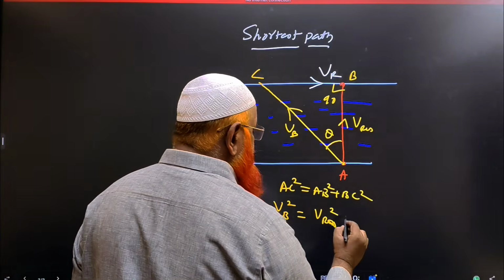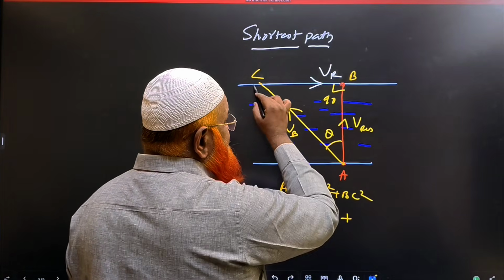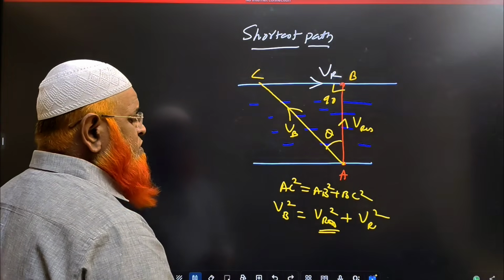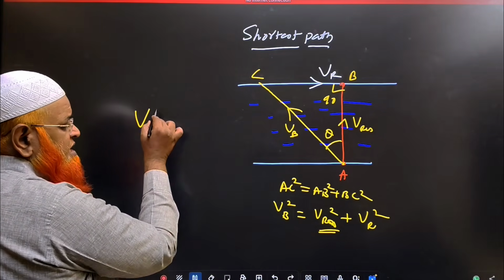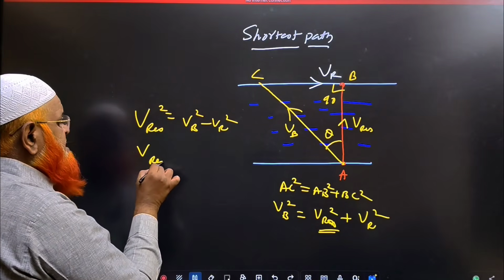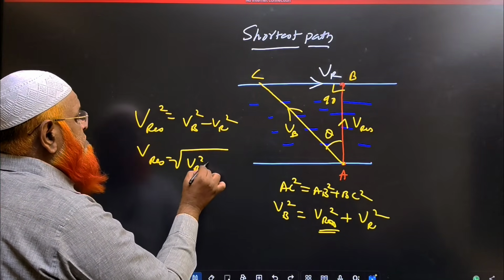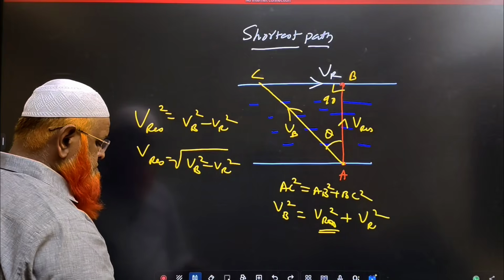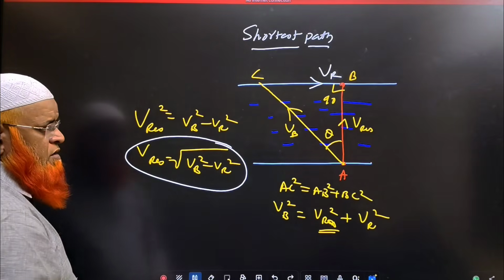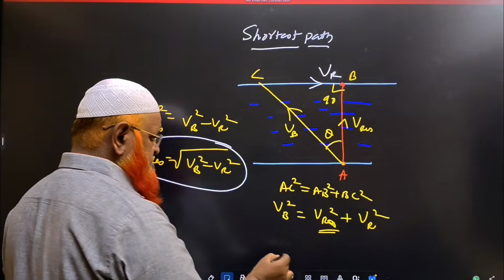So the resultant velocity square plus BC square, my dear. BC square is nothing but VR square. But I want the resultant velocity. So here the resultant velocity square is going to become VB square minus VR square. So the resultant velocity is going to be the square root of VB square minus VR square. Understood what I am saying now? So this is going to be your resultant velocity.